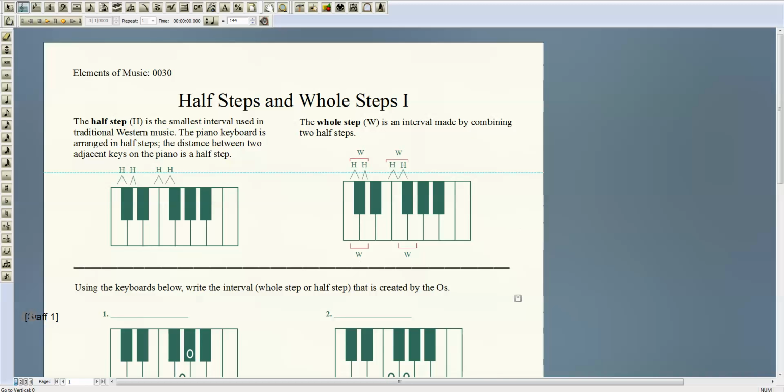Welcome to part 5 of our How to Read Music session. This is going to be introducing another very important concept. Of course, with music, they're all important because they all build upon one another. But this is the idea of half steps and whole steps.